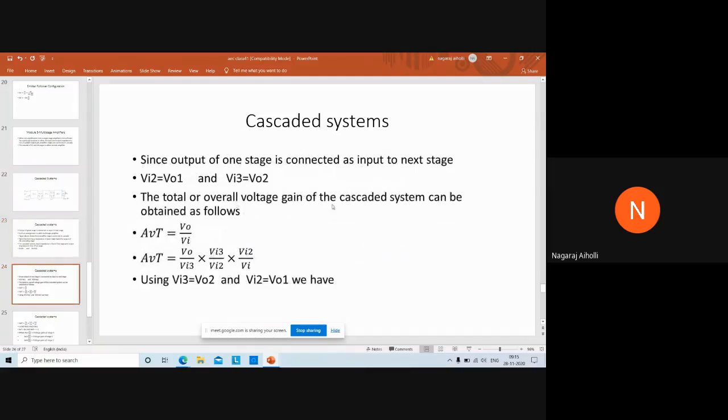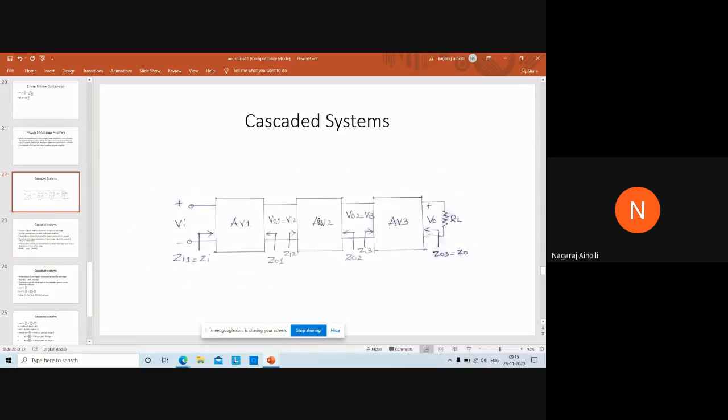The total or overall voltage gain of the cascaded system is obtained like this. AVT, that is the total overall voltage gain, is V0 by Vi. The total output is V0 and the actual input that is applied is Vi. Therefore, the total voltage gain is V0 by Vi.